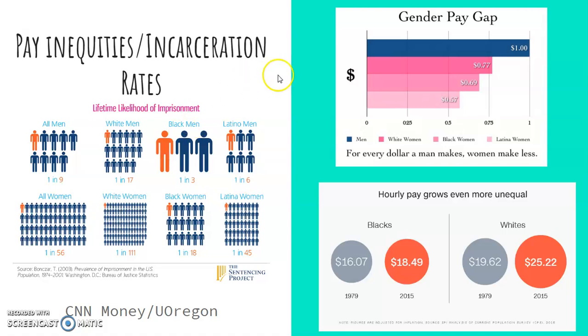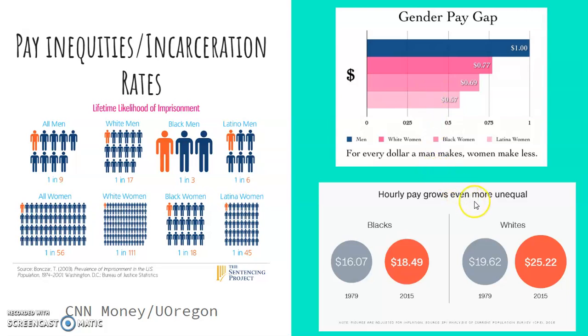We have the gender pay gap off to the right. So for every dollar a man would make, white women make 77 cents. Black women, 69 cents for every dollar a man makes. And Latino women make 57 cents for every dollar a man makes.